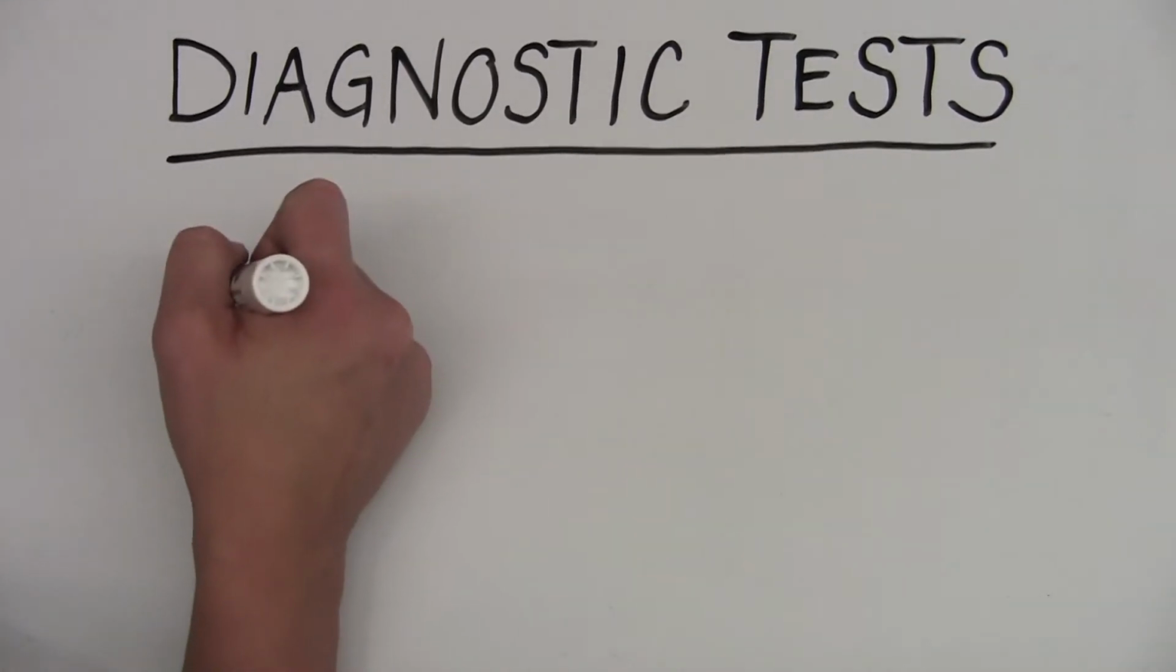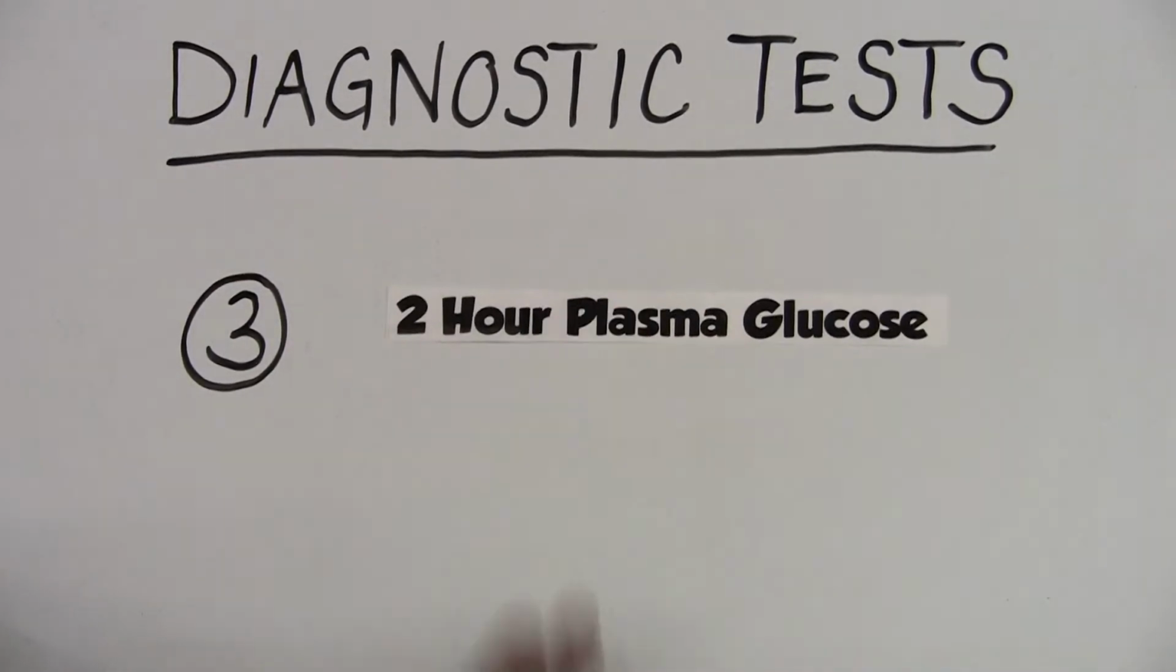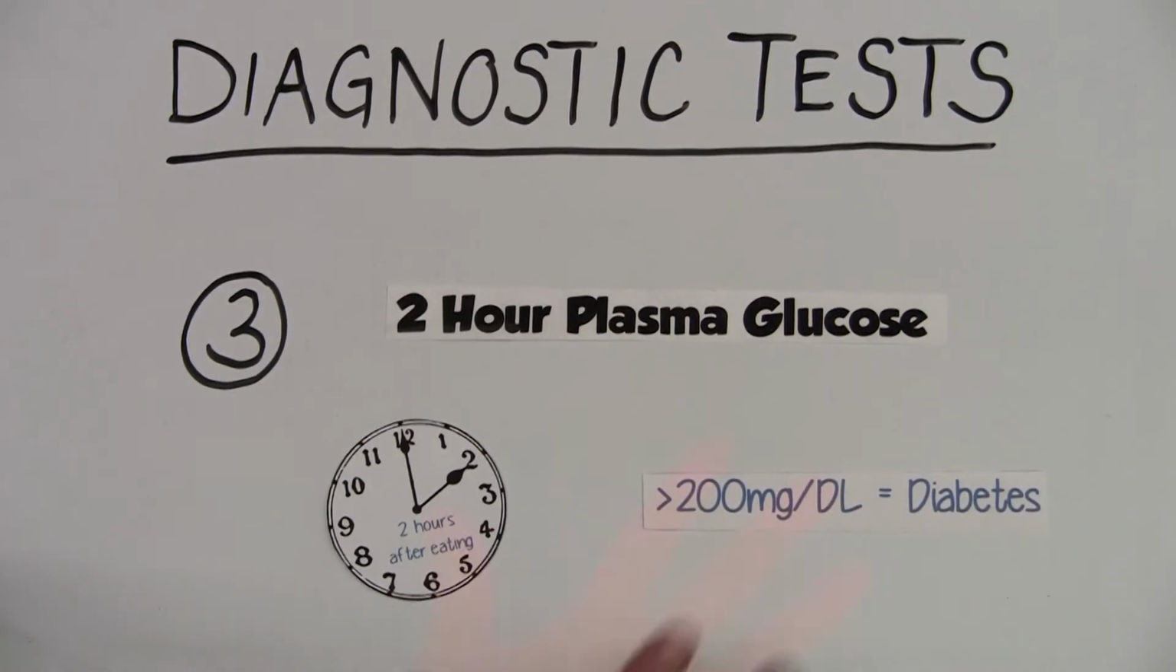The third way a doctor can diagnose diabetes is by doing a 2-hour plasma glucose test. This is when a patient is given an oral dose of glucose, and the levels of glucose in the blood are monitored throughout a 2-hour time period. After 2 hours, a plasma concentration of greater than or equal to 200 milligrams per deciliter is indicative of diabetes.